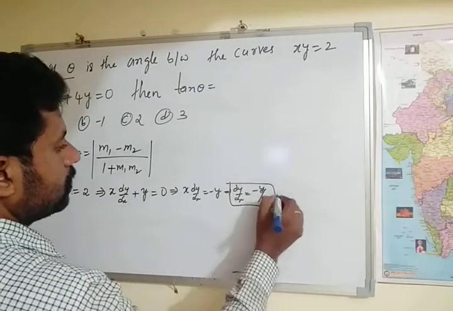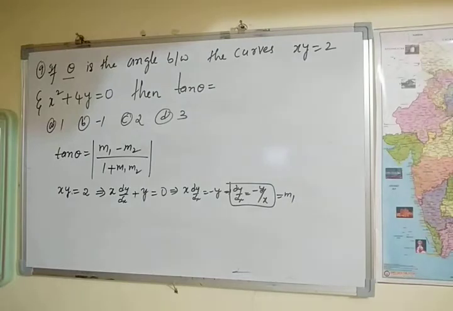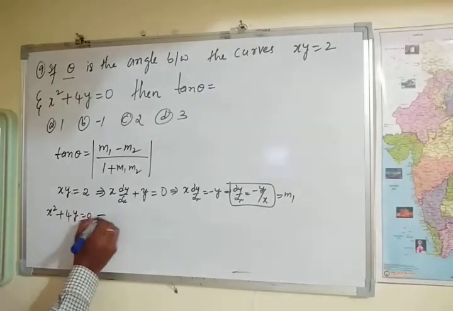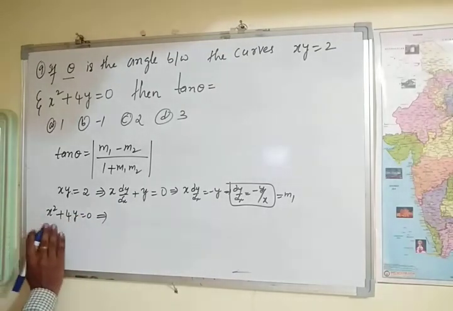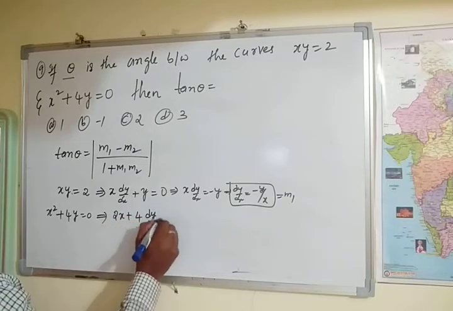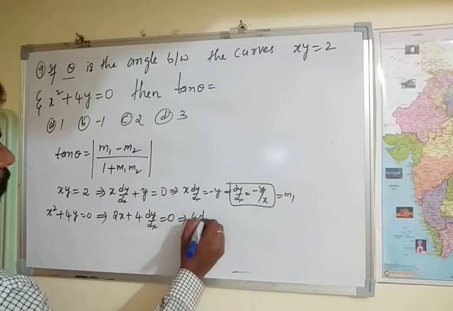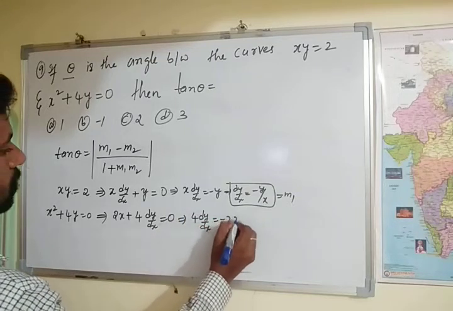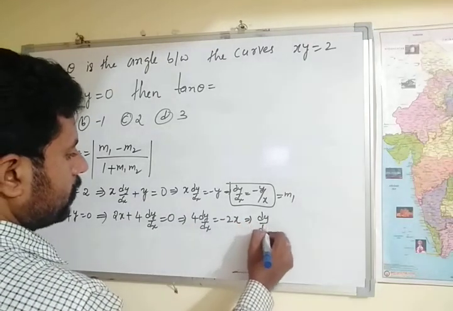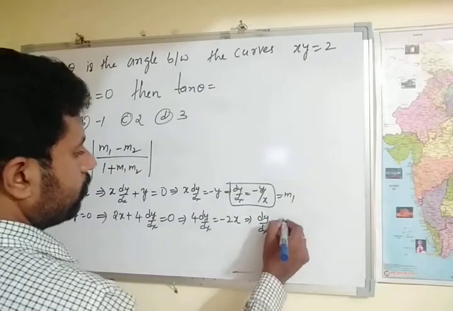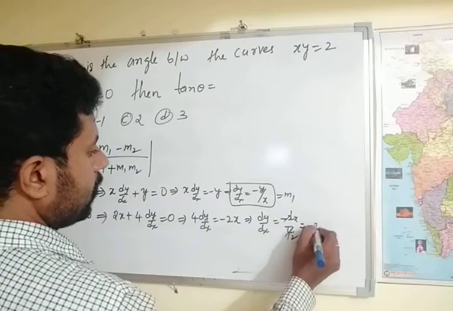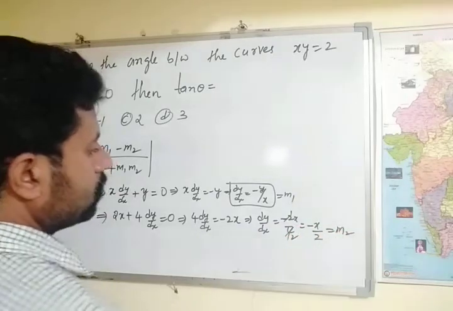Here we consider this result as m1, slope 1. Next, the second curve, x square plus 4y is equal to 0. Differentiate with respect to x on both sides. This curve becomes 2x plus 4 into dy by dx is 0. This implies 4 into dy by dx is equal to minus 2x. Next, divide both sides by 4. This implies dy by dx is equal to minus 2x divided by 4. 2 ones are 2, 2 twos are 4, so minus x divided by 2 is m2, slope 2.